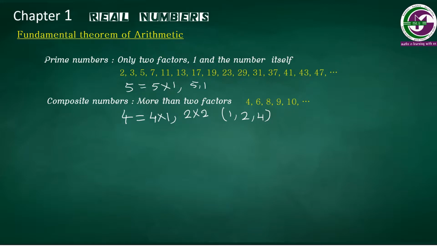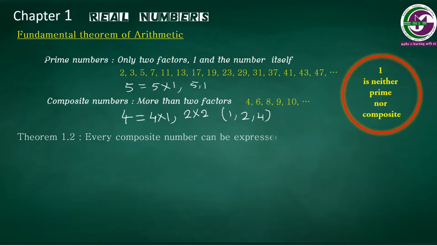Okay, but there is a number which is not included in both the lists. Which is that number? That is 1. So 1 is neither a prime number nor a composite number. Why? It doesn't satisfy the conditions for prime numbers or composite numbers. The condition for a prime number is it must have two factors, and for a composite number it must have more than two factors, but 1 has only one factor, so it is not a prime number, it is not a composite number.